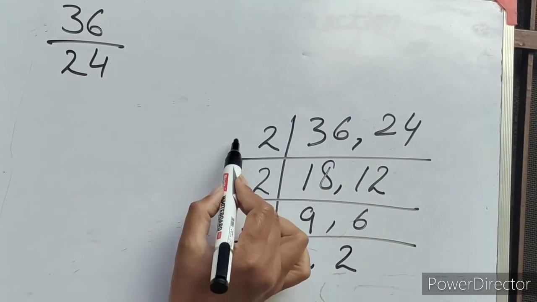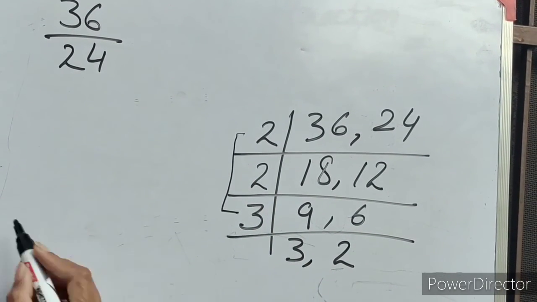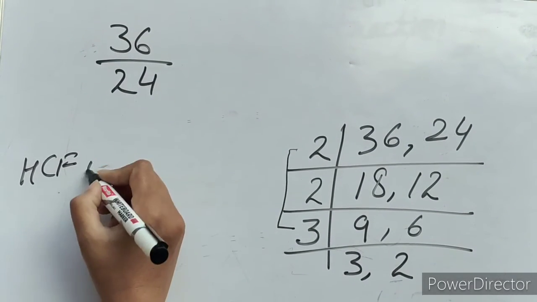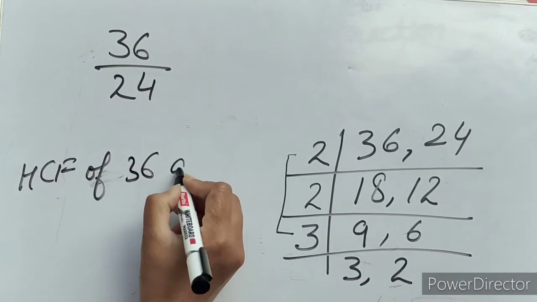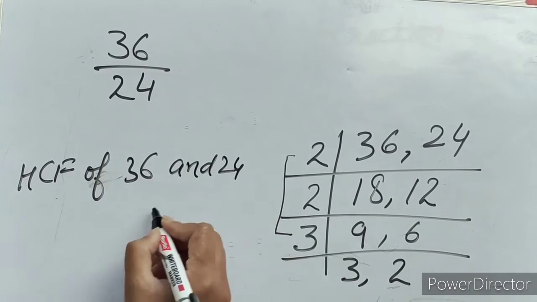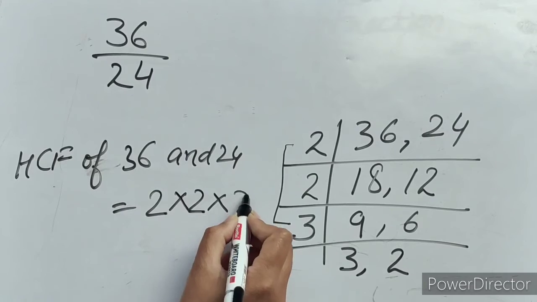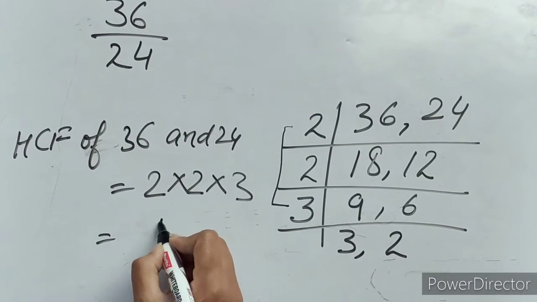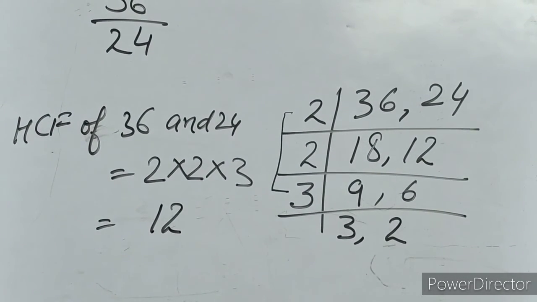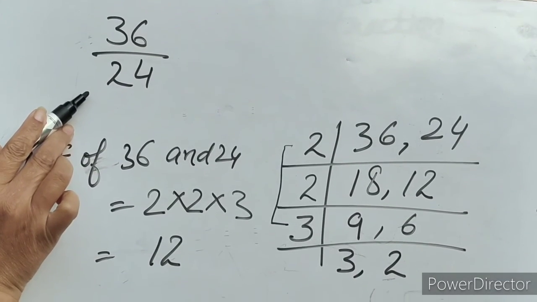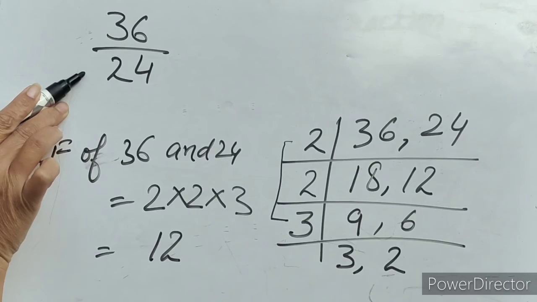3 and 2 are not divisible by any common number. So we find the HCF of 36 and 24. Multiply these numbers: 2 multiplied by 2 multiplied by 3. We multiply these numbers and get 12. So 12 is the HCF of 36 and 24. It is the highest common factor between 36 and 24.